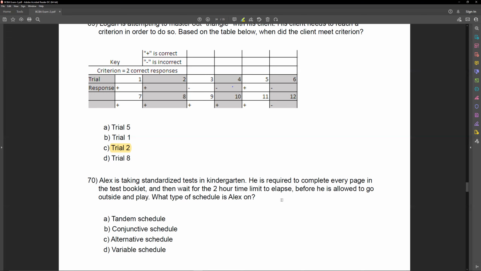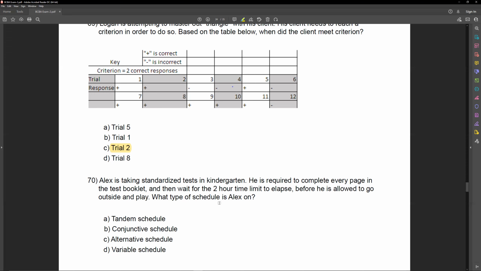What type of schedule does that describe? Is that a tandem schedule? Well, a tandem schedule is like a chain schedule, right? Meaning our reinforcement schedules happen in a row in a certain order, okay? There's just no SD associated with it, right? However, there's no indication that these have to happen in a row. They just both have to happen, okay? So tandem schedule is not necessarily what we're looking for. What about a conjunctive schedule? A conjunctive schedule is when the reinforcement schedule requires that both a ratio and an interval schedule are met.